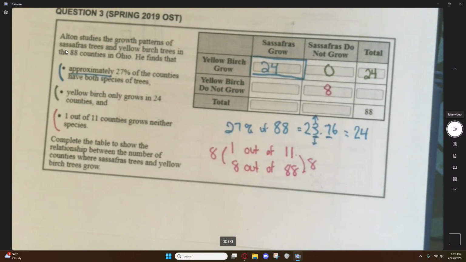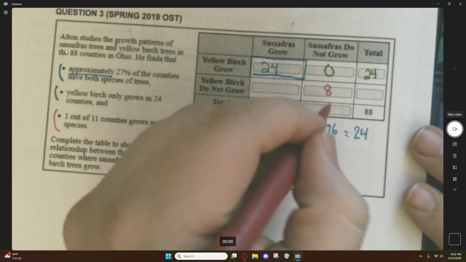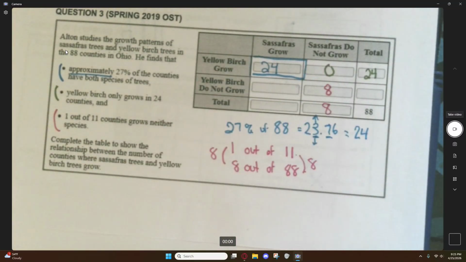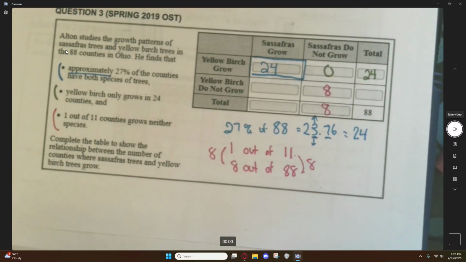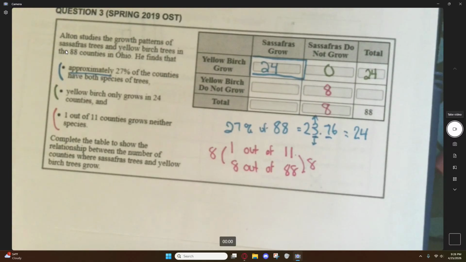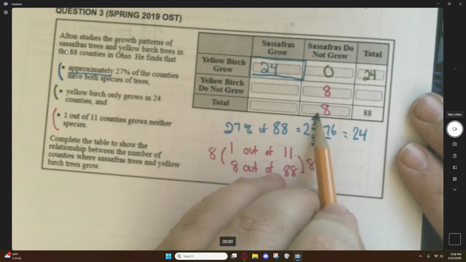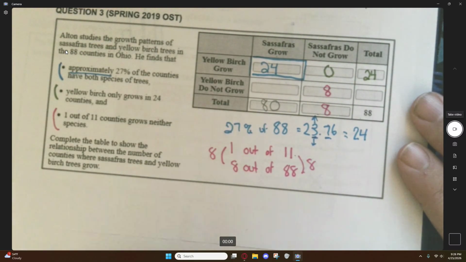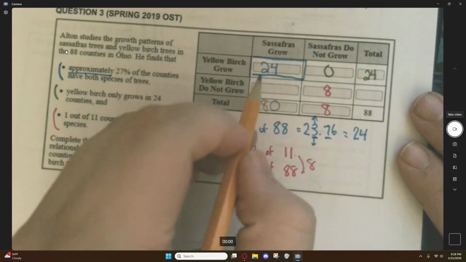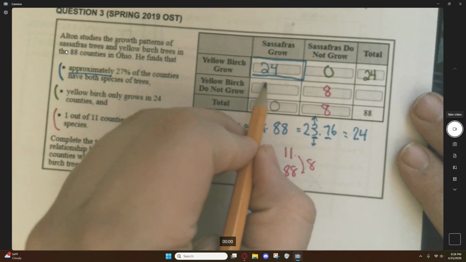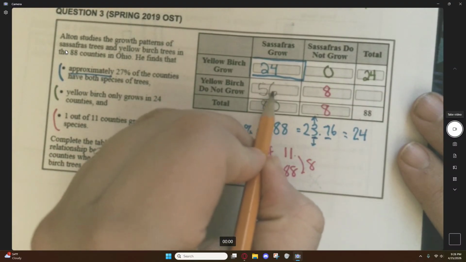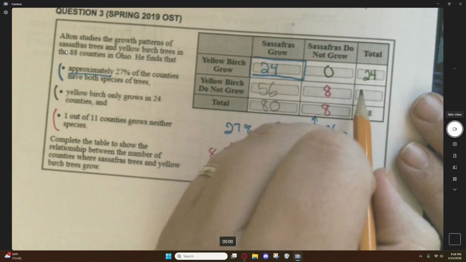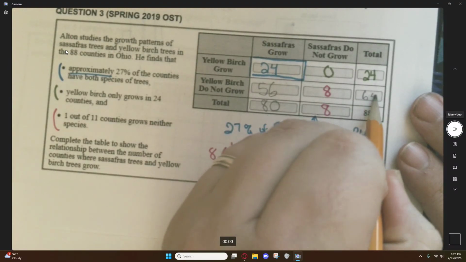And using this, everything else falls into place. 0 plus 8 is 8. That means that, let me see if I have another color that I can use to finish this off. No, I actually don't. That's fine. 88 minus 8 is 80. 80 minus 24 would be 56. And 56 plus 8 would be 64.